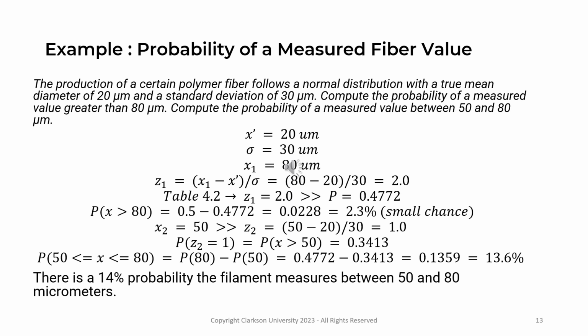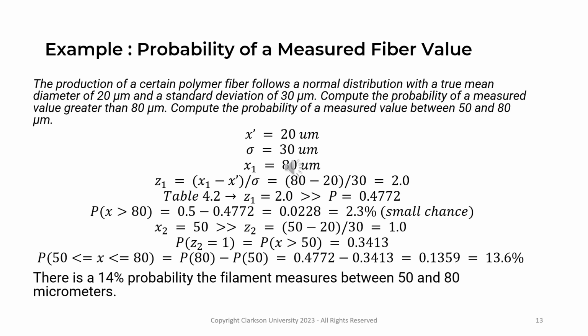So from our z table at 2.0, we see that the probability is around 0.4772. Since we're asking for the probability of x greater than 80, we have 0.5, half the probability of that normal error function, minus 0.4772, which gives us 0.0228. We'll multiply times 100 to get percent, 2.28%. So it's a very small chance that we have a probability of a measured value greater than 80 microns.